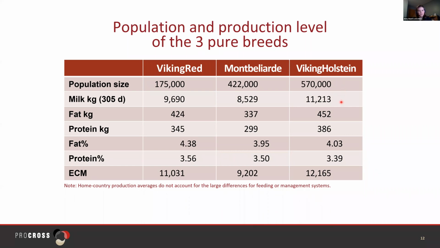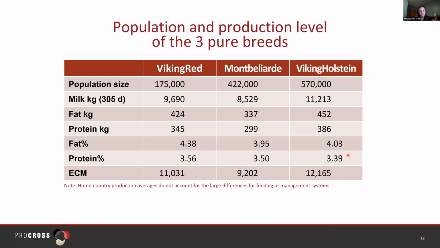Their milk levels are here. Their fat and protein in kilograms. I apologize to the US folks in the audience today. These are kilograms. If you want to convert it to pounds in your head, simply multiply by about 2.2 and you'll get to what those records would be in pounds.